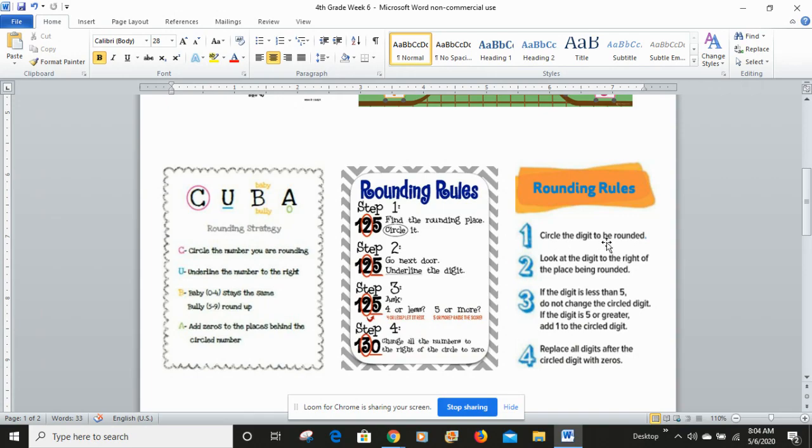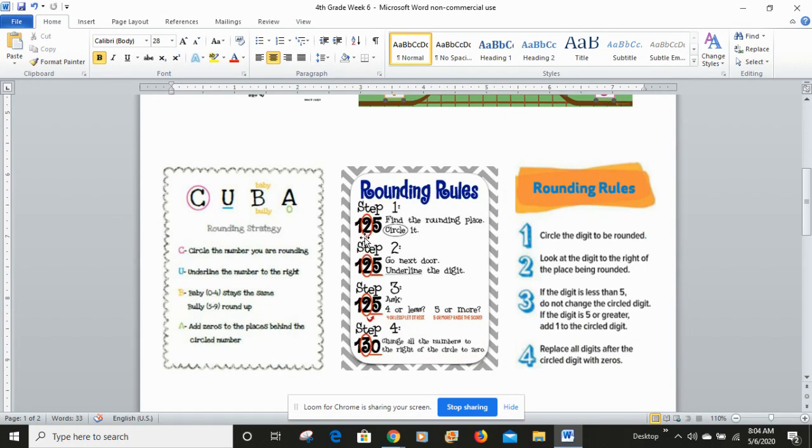Rounding rules. Circle the digit to be rounded. Look at the digit to the right of the place being rounded. If the digit is less than 5, do not change the circled digit. If the digit is 5 or greater, add 1 to the circled digit. Replace all the digits after the circled digit with 0. And that's kind of showing you the same thing here.